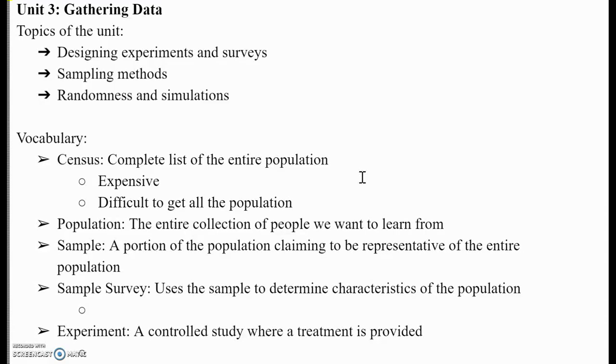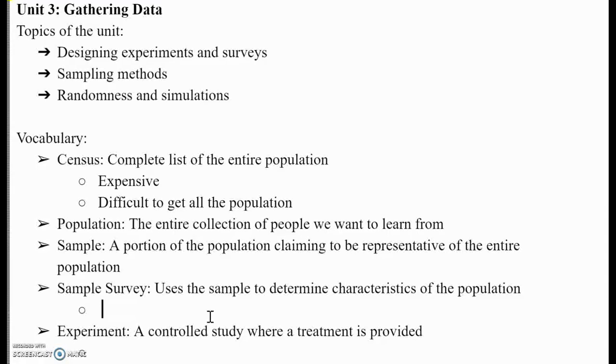Next, we're going to talk about population, which is just the entire collection of people we want to learn from. So it's just everyone that we want to study their behaviors. The next is a sample, which is just a proportion of the population that is representative of the entire population. So for example, if I had the population of a school and I picked 10 people and I say these 10 people are representative of the entire school, I would say this is my sample. The next one is a sample survey, which just uses the sample to determine characteristics of a population.